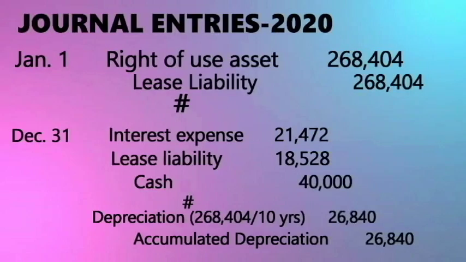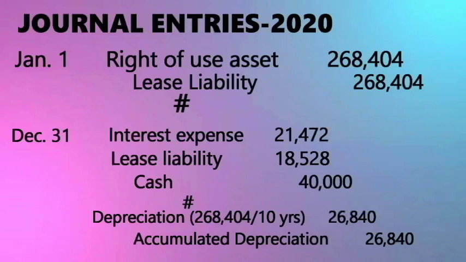So next step is we are going to prepare journal entries for 2020 and 2021. But in this video, we are going to record only for 2020 for simplicity. So since parehas lang naman yung process and procedures for recording journal entries, just like the previous scenarios. So as usual, we are going to record for the right of use asset, lease liability, interest expense, and cash payments, and also for the depreciation.